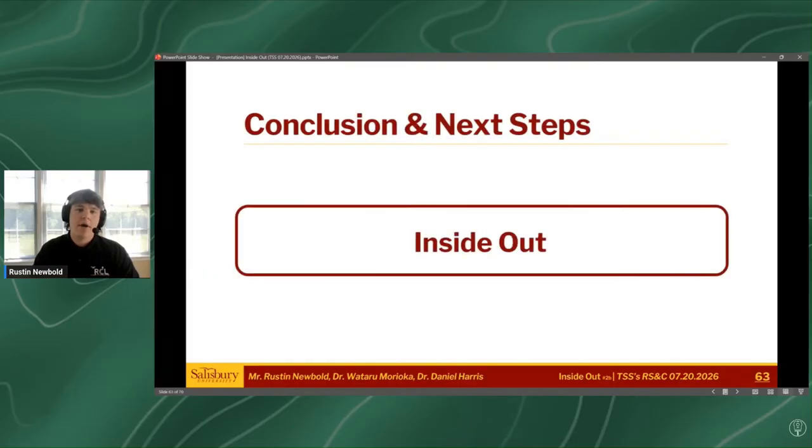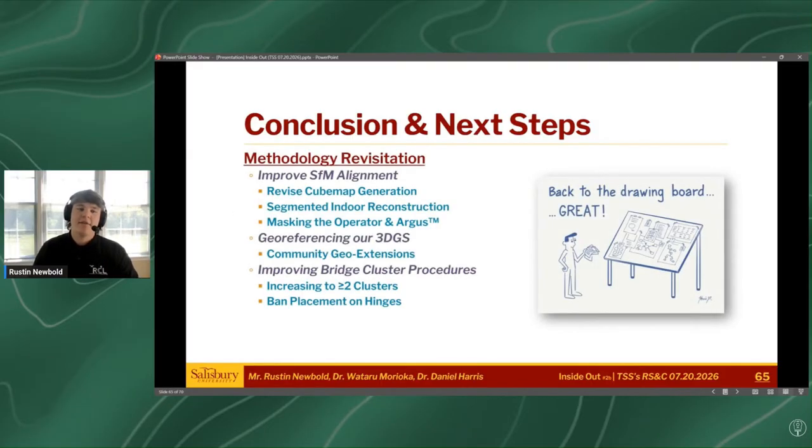So far, I would argue that the project is probably around 75 to 80% complete. There are still some improvements with our methodology that we need to work on. One of those is our structure from motion alignment. I think there are 3 different ways that we can improve the alignment procedures.